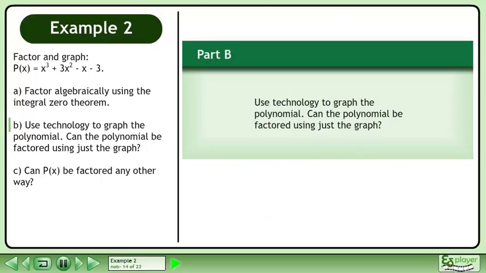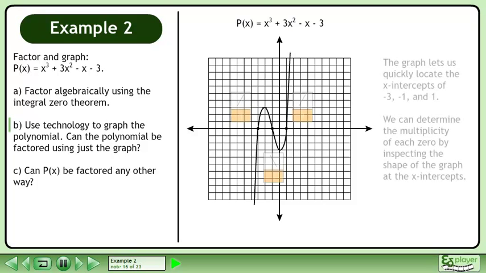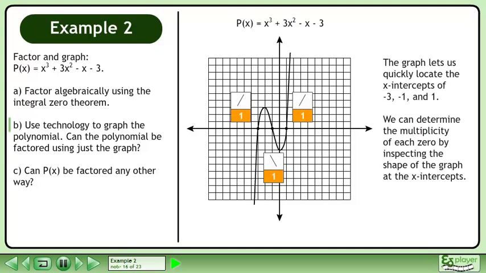In part B, use technology to graph the polynomial. Can the polynomial be factored using just the graph? Use a graphing calculator to obtain the graph of the polynomial. The graph lets us quickly locate the x-intercepts of -3, -1, and 1.